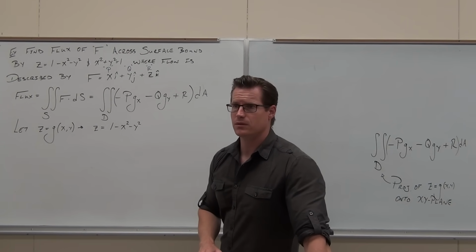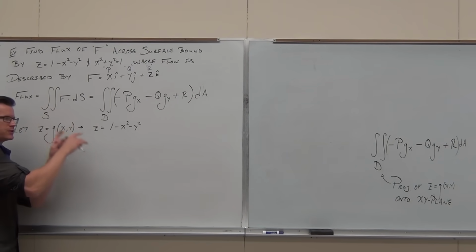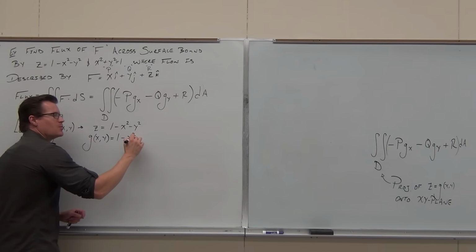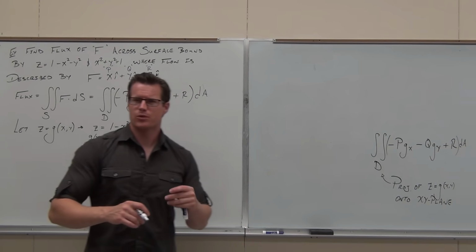Are you okay with that? Hello, yes, no? Yes. Okay. Well, if Z is our G function and Z equals this, then our function in terms of x and y is just exactly the same thing. But it allows me to use this stuff. It allows me to take partial derivatives with respect to x and y.